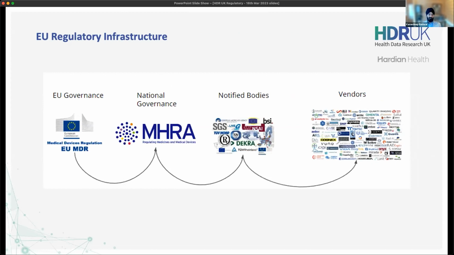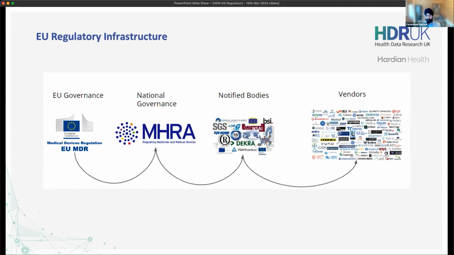So the EU regulatory infrastructure, you can see, is very similar. Of course, we've got the EU governance, and then we have the national governance. Depending on which country you are in the EU, each and every EU country will have its own competent authority. Think of it as each country in Europe having its own version of the MHRA, wherever you're operating. And then we have notified bodies.